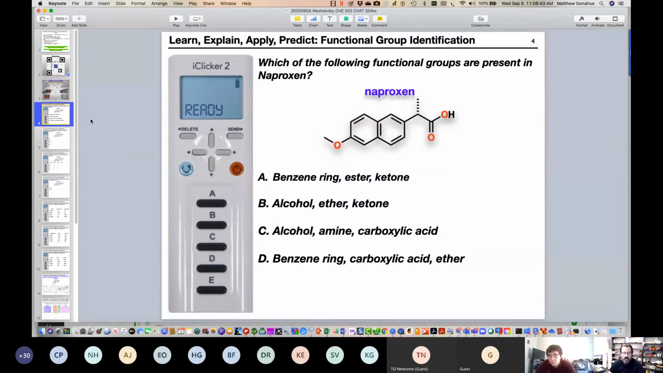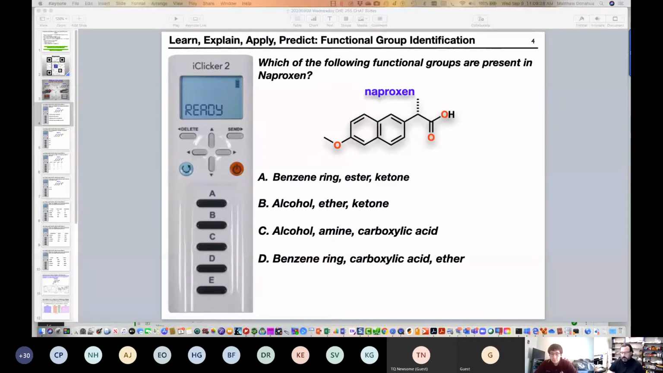So go ahead and type a letter in the chat box there for the functional groups present. So again, the correct answer is D, as in dog. If we look, we have a benzene ring attached to another benzene ring. We have a carboxylic acid here, and then we have an ether here. So carbon, oxygen, carbon. There's no ester, there's no ketone. So A is incorrect.